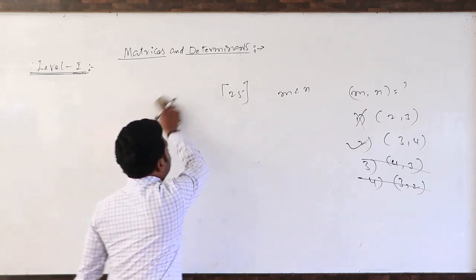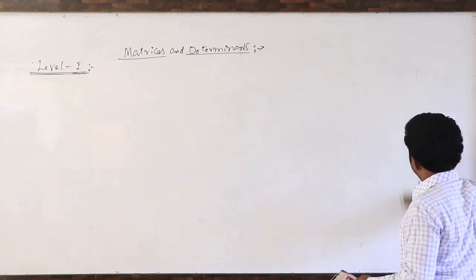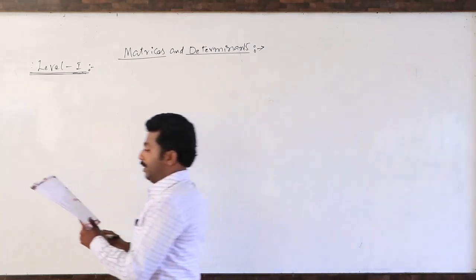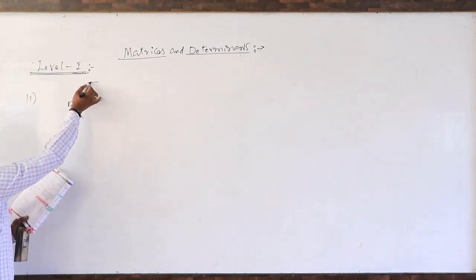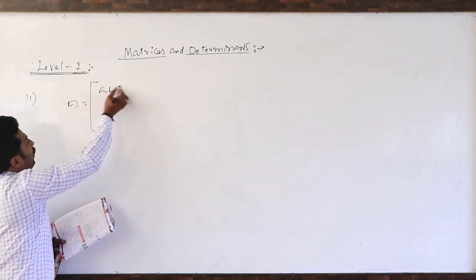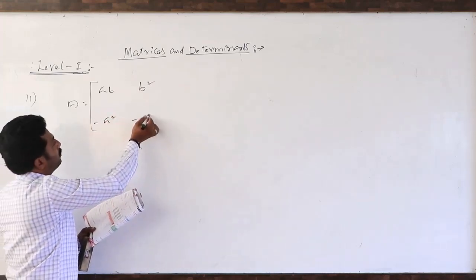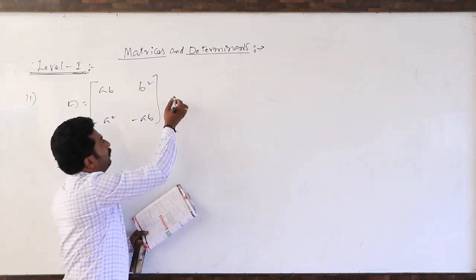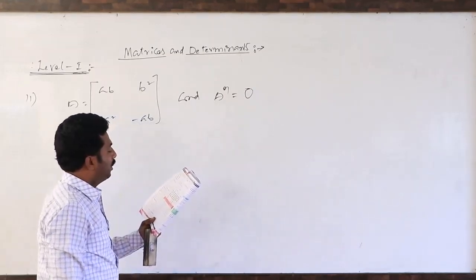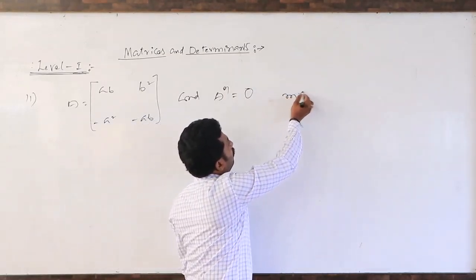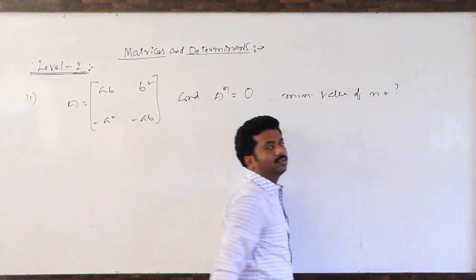Number 11. If A equal to one matrix they define, say B square minus A square minus AB and A to the power n equal to null matrix, then the minimum value of n. So minimum value of n they are asking.